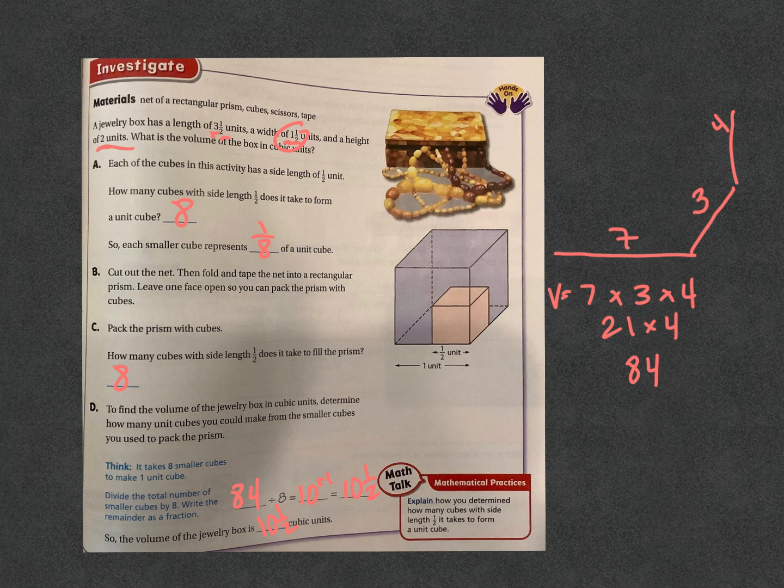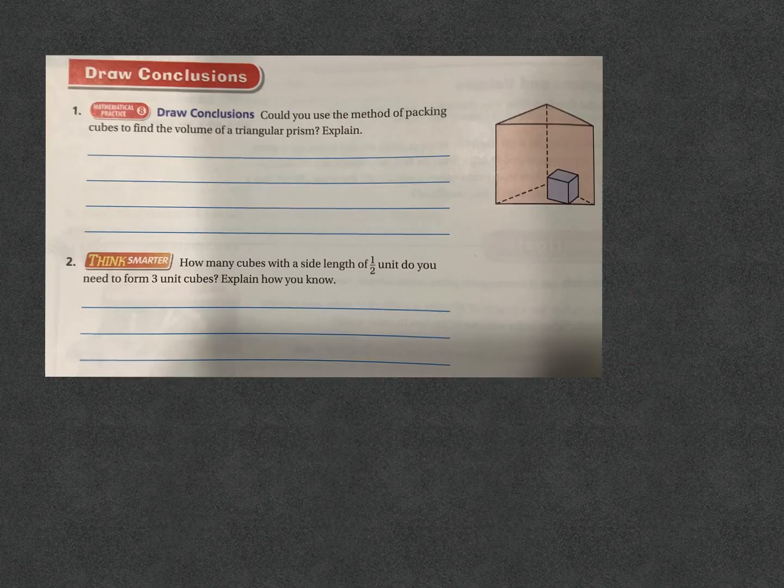That's kind of showing you the visual of that, but you can simply use your calculations for length times width times height if you preferred that. Extension of that was, could you use that method of packing cubes to find the volume of a triangular prism?